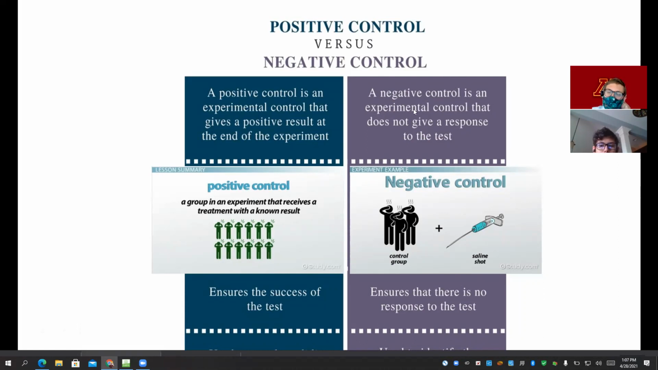A negative control is a control that does not give a response to the test. That way you can show that when you give your independent variable, whatever you're directly changing, if you see a response, you go, okay, good, this is actually due to the independent variable. So it's like a saline shot or a placebo. You would have a group that does not get the experimental treatment. They get something that's very similar, but doesn't actually have the chemicals involved necessarily, just to make sure that the effect you see in the dependent variable is only reliant on the independent variable.